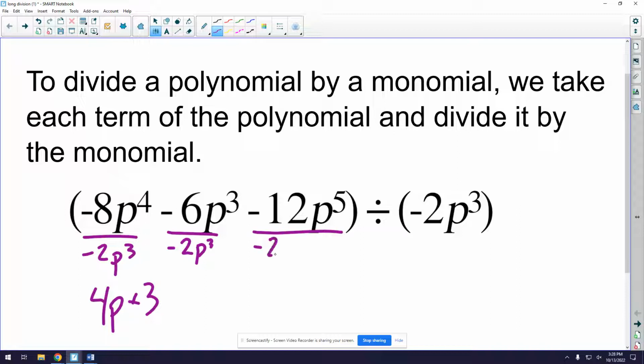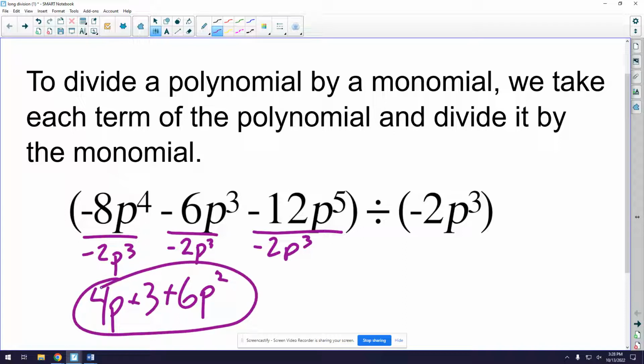And then the last one. Two negatives once again make a positive. 12 divided by 2 is 6. p to the fifth divided by p to the third gives you p to the second. 5 minus 3 is 2. There's your answer.